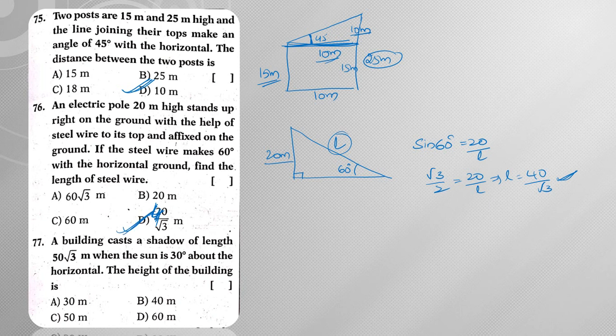Next, a building casts a shadow of length. So cast a shadow of length means D. So D is given as 50 root 3 when the sun's elevation is 30 degrees. So directly you can go with the formula tan theta is equal to H by D. So tan 30 is 1 by root 3 is equal to height, which we don't know, by 50 root 3. So root 3 gets cancelled. H is equal to 50 meters. Hence the answer is 50 meters.